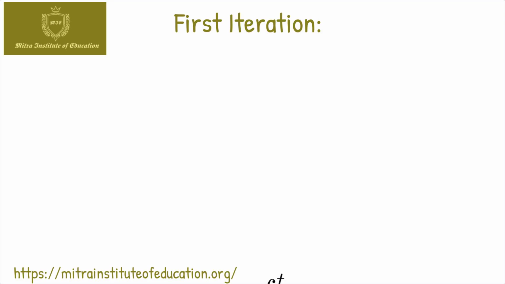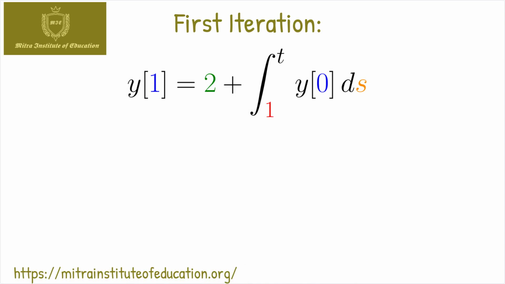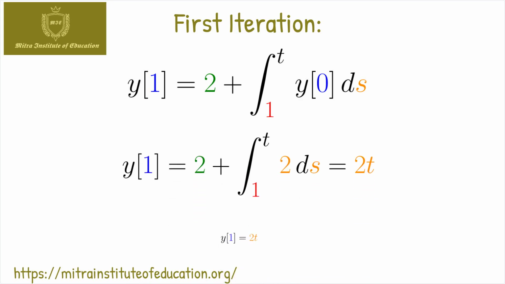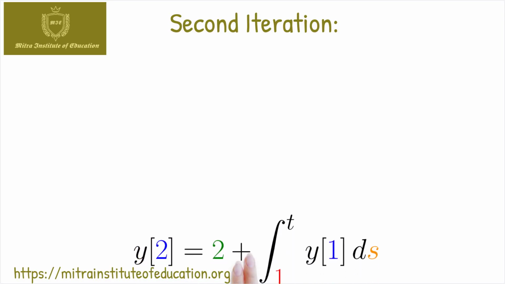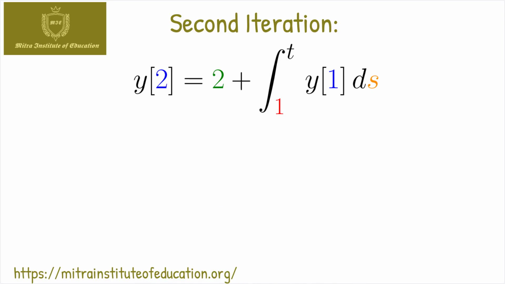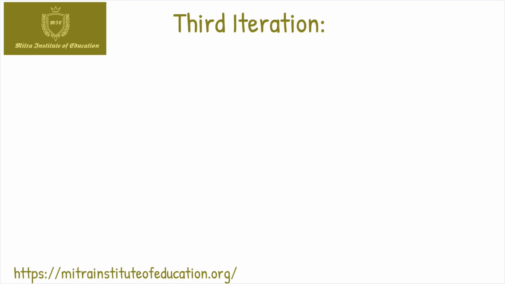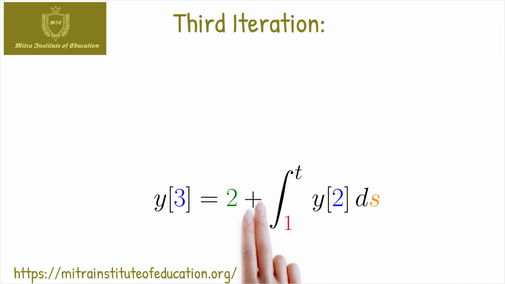In the first iteration, we substitute our initial guess into the iterative formula. For the second iteration, we use the result from the first iteration in the iterative formula. In the third iteration, we use the result from the second iteration.